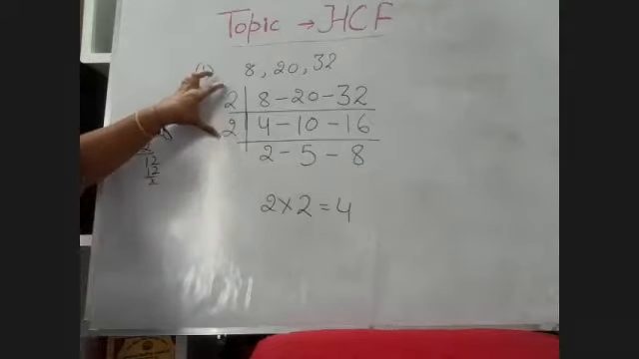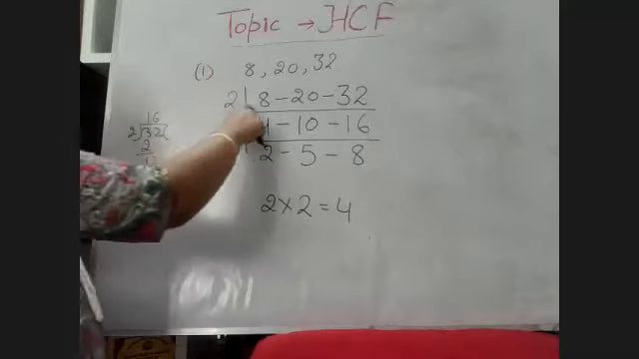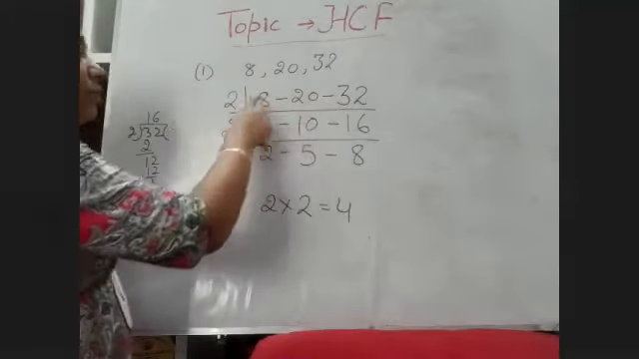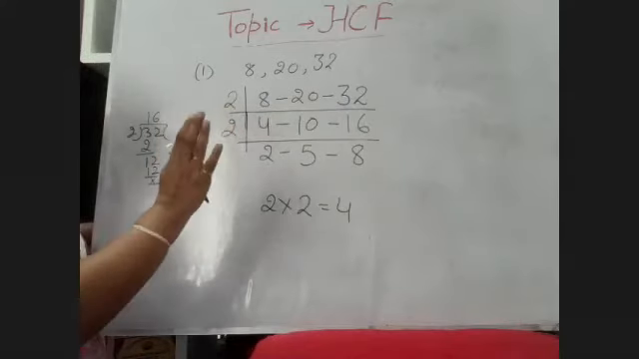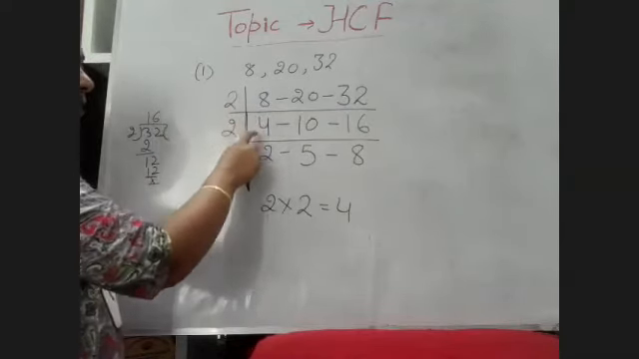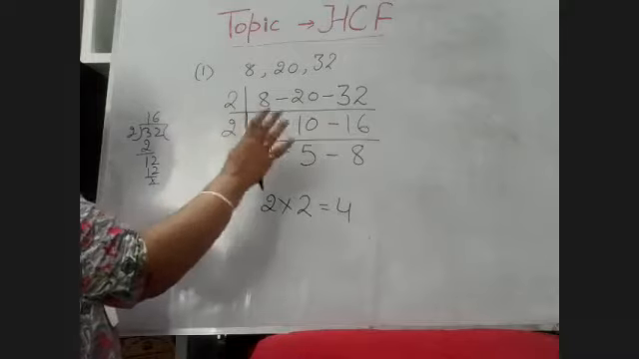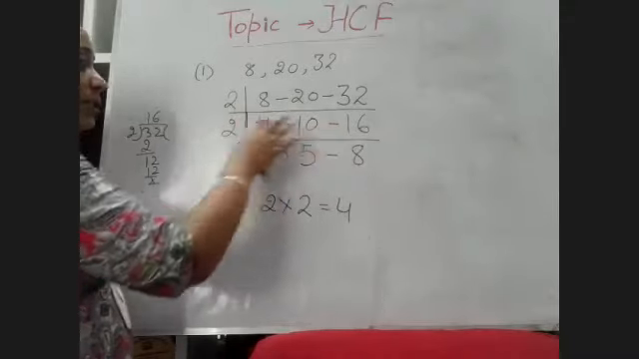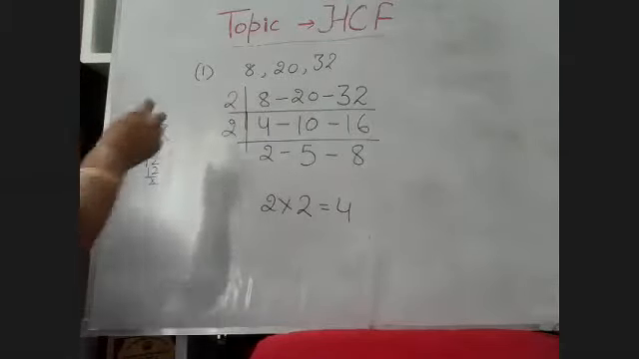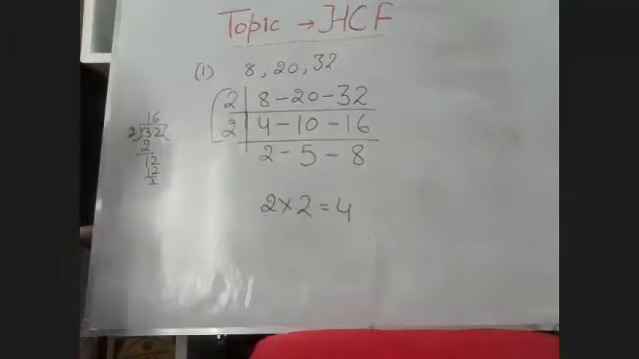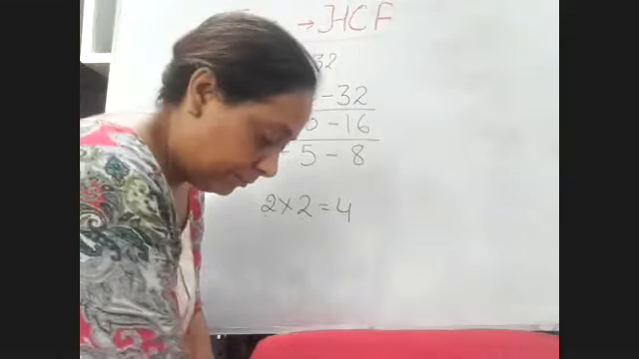We continue only as long as all numbers are multiples of one number. For example, all the numbers 8, 20, and 32, when we divide by 2, the remainder is 0. In the second step, we get 4, 10, and 16. Again divide by 2: 4 gives 2, 10 gives 5, 16 gives 8, remainder 0 each time. So our HCF is 2 multiplied by 2, equal to 4. This is the common division method by which we can find the HCF. Clear, students?